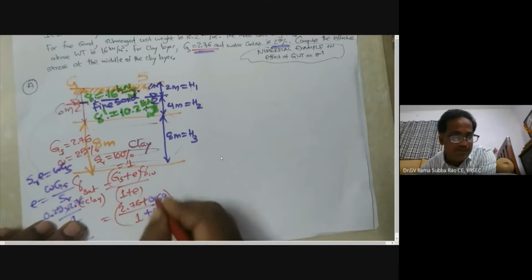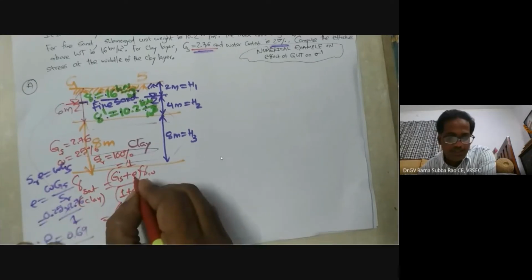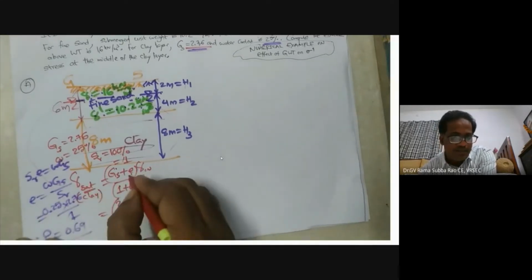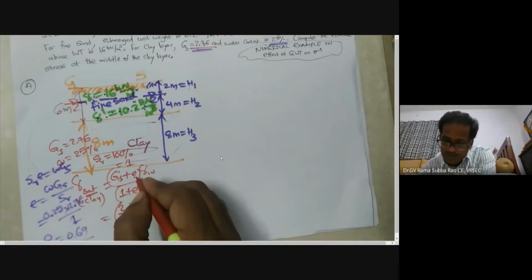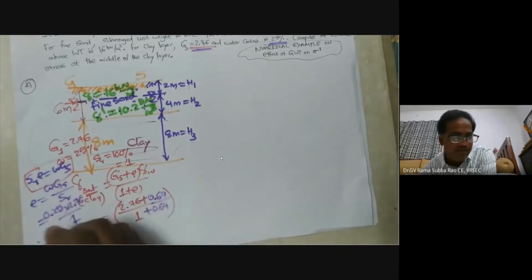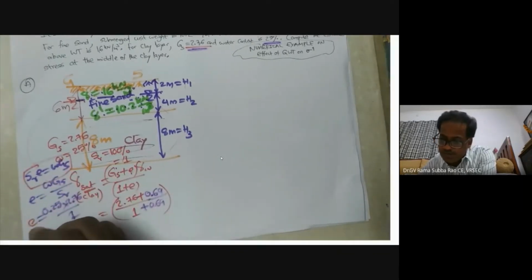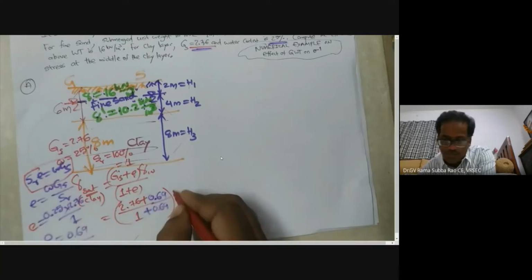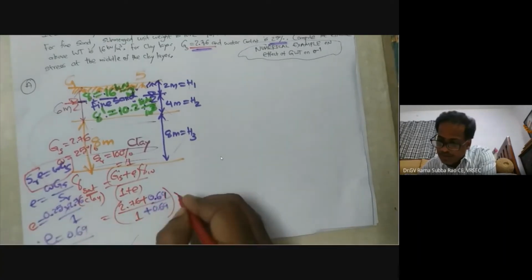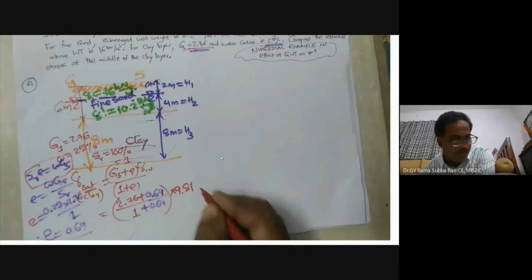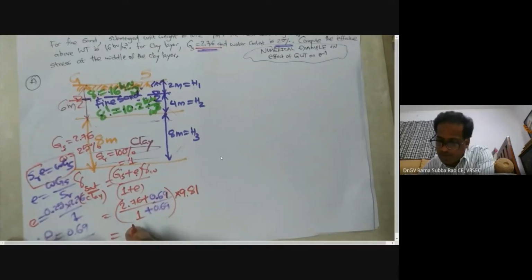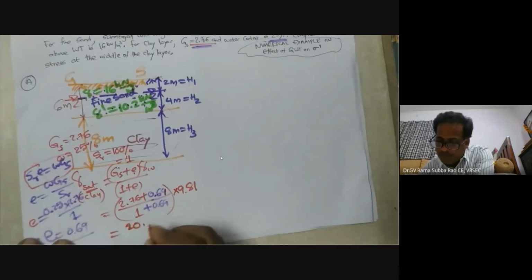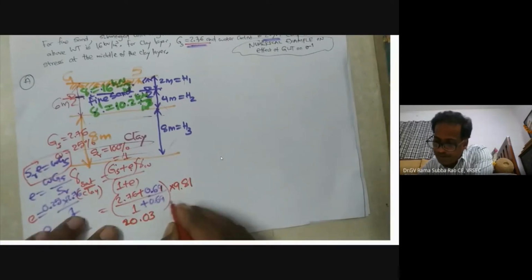As you know, degree of saturation is 1 in case of saturated. That's why here you cannot see degree of saturation. It is 1. S is equal to WGS. From that we got void ratio. Now (2.76 + 0.69)/1.69 × 9.81, which gives a value equal to 20.03 kilonewton per meter cube.